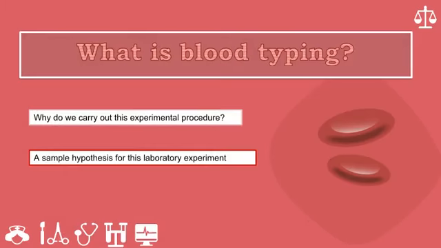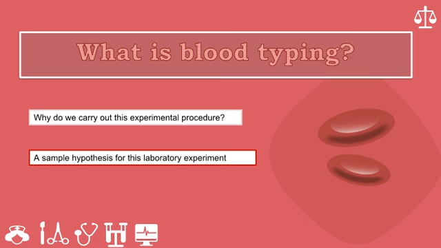We are going to first begin with a few basic questions such as what is blood typing and why is this procedure carried out. The purpose of this experiment is to identify the individual blood types. Based on the antigen-antibody reaction, we will be able to determine an individual's blood type. Through using the anti-A, anti-B and the anti-D serum, we will be able to ascertain the specific blood types of each individual. A sample hypothesis for this experimentation can be, based on the antigen-antibody specific reaction, we can determine the ABO and the RH blood types using specific anti-serum.